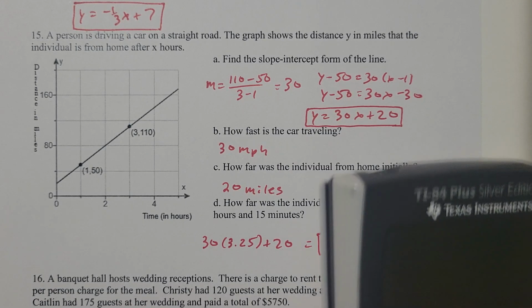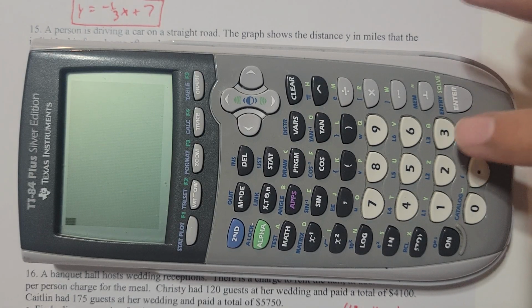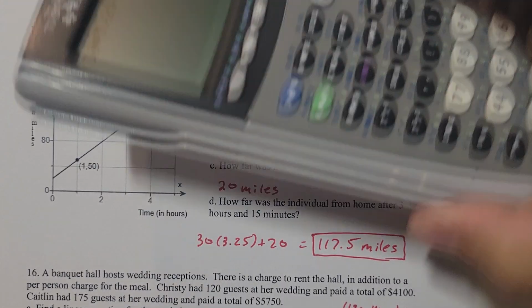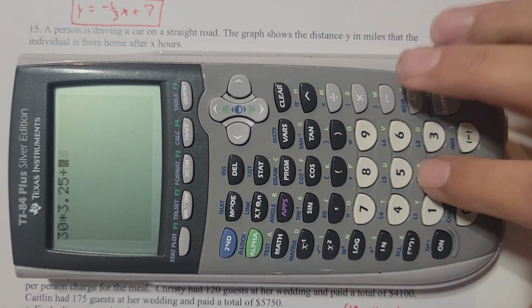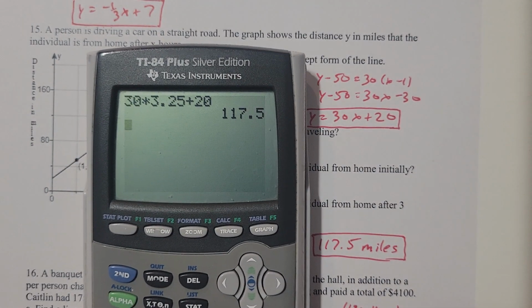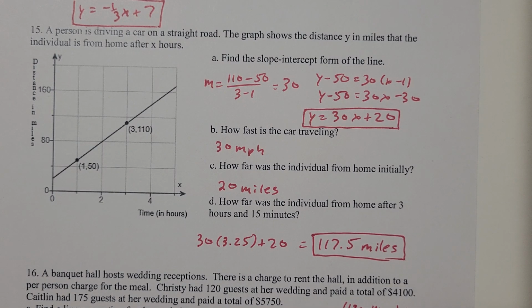So if I just check that real quick, I got 30 times 3.25 and then plus 20 gives me 117.5 miles. Okay, so that's problem 15.